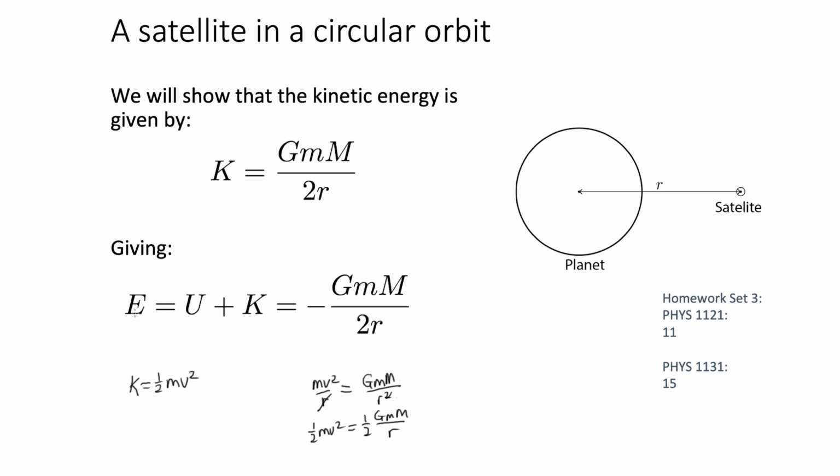Now we can calculate the total mechanical energy, which is the sum of the potential energy plus the kinetic energy, by summing together U, which was minus G M m on r, with G M m on 2r, and you can see that's going to leave minus G M m on 2r. So this tells us the total mechanical energy of a satellite in a circular orbit. Now to practice using these equations, try homework set 3, question 11 for 1121 and question 15 for 1131.